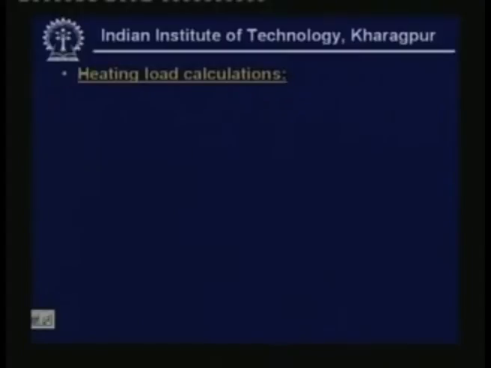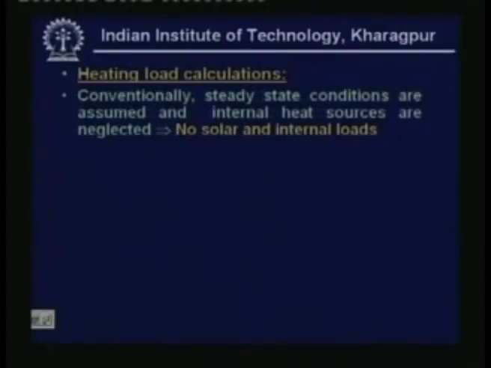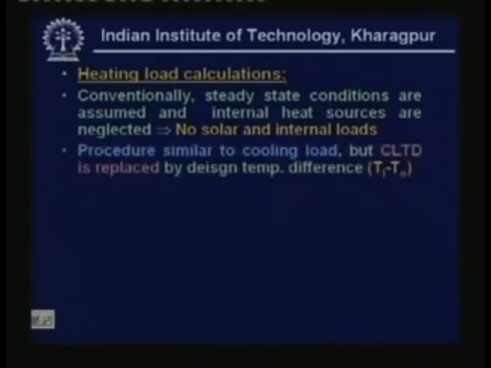Next, let us look at heating load calculations. As I said, heating load calculations are fairly simple, and conventionally steady state conditions are assumed and internal heat sources are neglected. That means you do not have to bother about solar loads or internal loads. You have to consider only external loads due to heat transfer and due to ventilation. The procedure is similar to cooling load. The only difference is that the CLTD value everywhere is replaced by the design temperature difference, that means the temperature difference between the indoor and the outdoor, that is T_i minus T_o. Otherwise, the procedure is exactly similar.